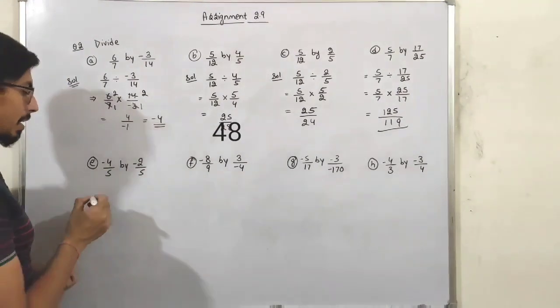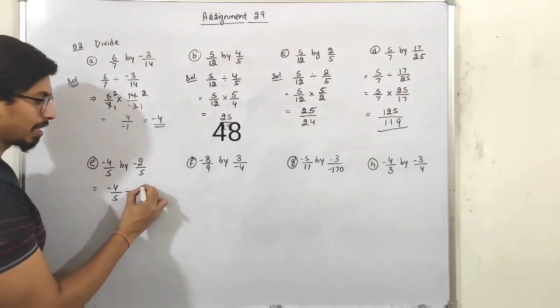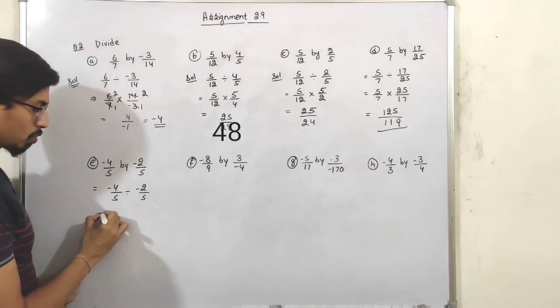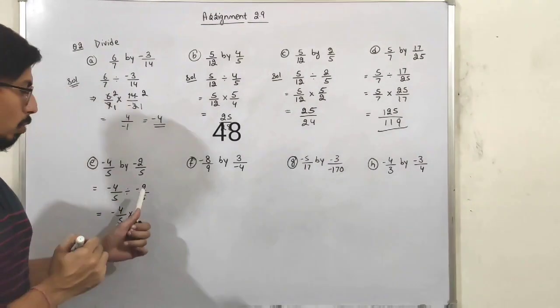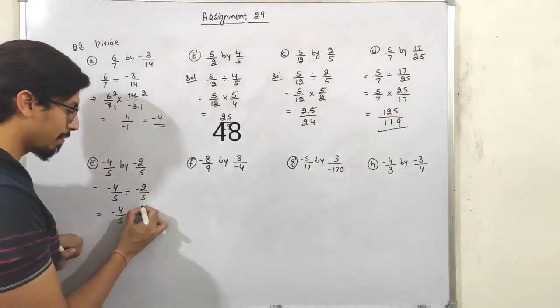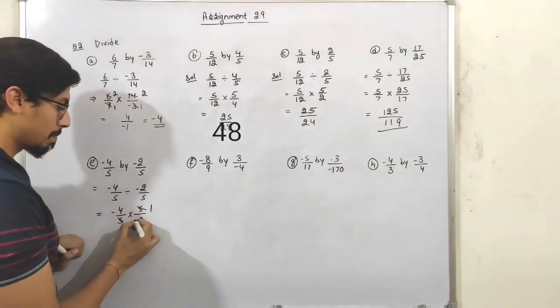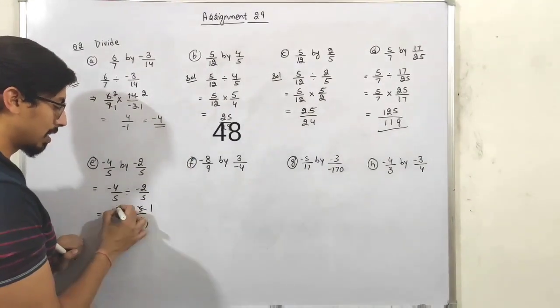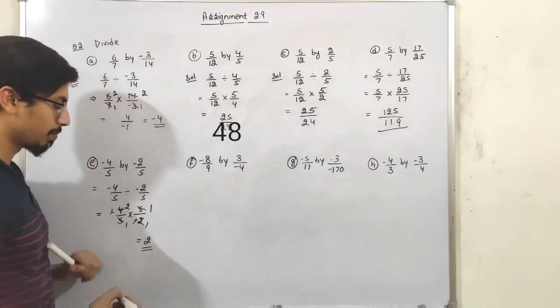Now in our E part, we have to divide minus 4 by 5 by minus 2 by 5. So minus 4 by 5 as it is, multiplication sign. So take the reciprocal of minus 2 by 5. So it will be 5 by minus 2. So 5 ones are 5, minus 2 ones are 2. So the answer is 2, students.